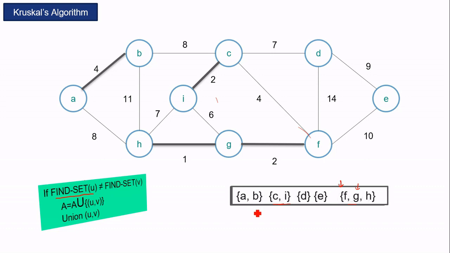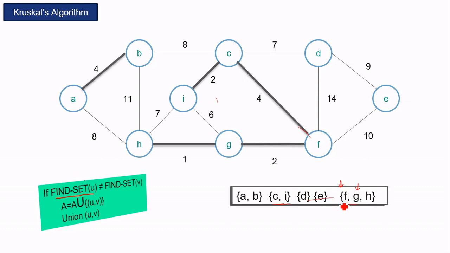Now the next minimum weight edge CF has the same weight. So find the set of C. C belongs to this set CI, and F belongs to the set FGH. They are independent, disjoint sets. So definitely I can add this edge into my minimum spanning tree, and then I will unite these two sets together, CI and FGH.